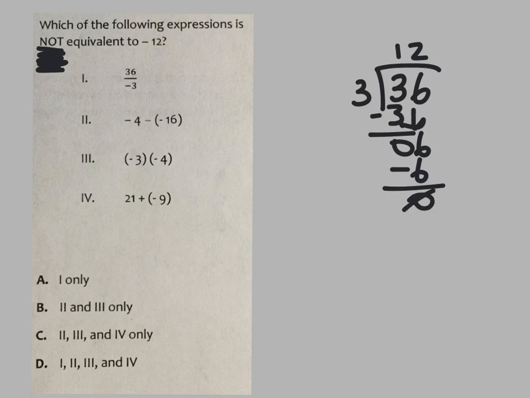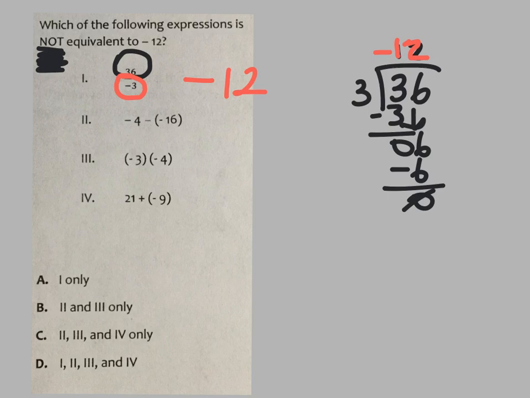We also know that since the dividend, the number in the house, was positive, and the divisor, the number outside the house, was negative, when we divide and they have opposite signs, our quotient will always be negative. When we're dividing and the signs are different, the quotient is negative. So number 1 is negative 12.